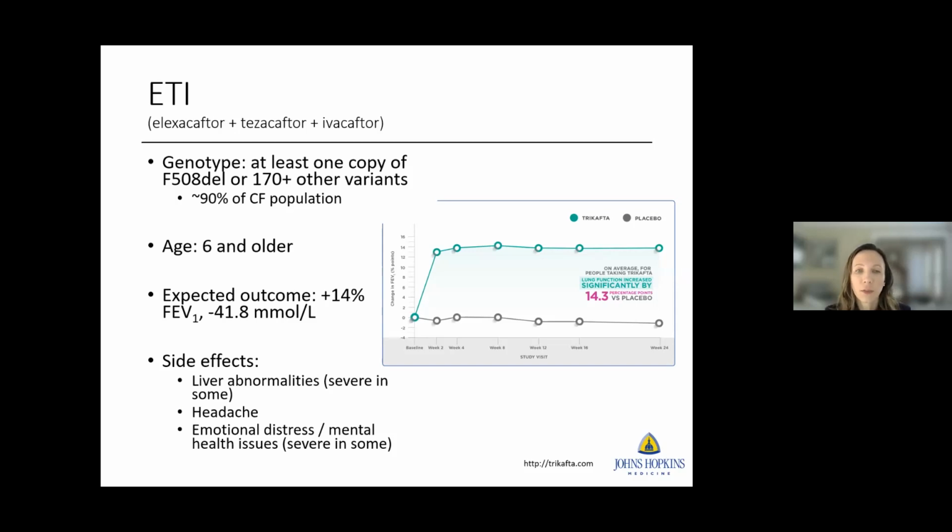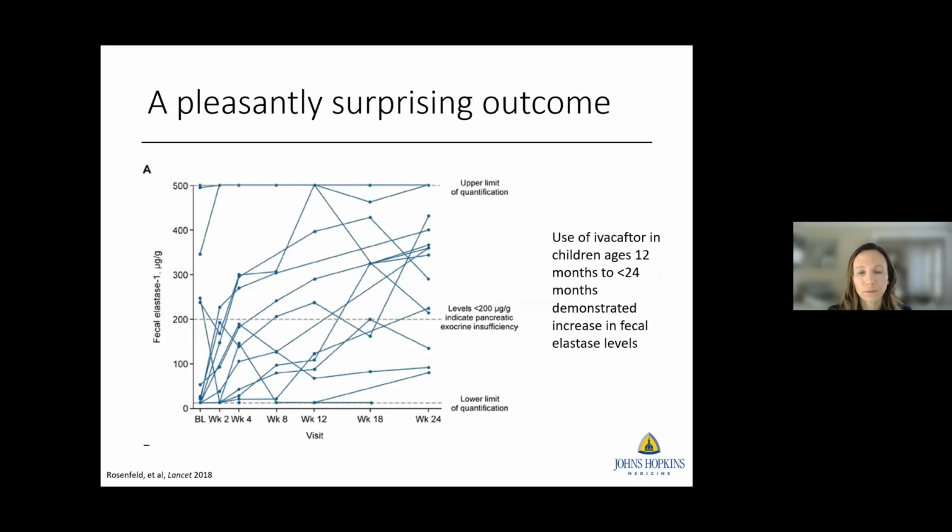Interestingly, this drug has some more side effects that have been reported. There are some liver abnormalities that have been severe enough in some individuals to take them off drug, headache, and some emerging data on emotional distress and mental health issues, which can be severe enough in some people to bring them off drug. So we're starting to learn a little bit more about that.